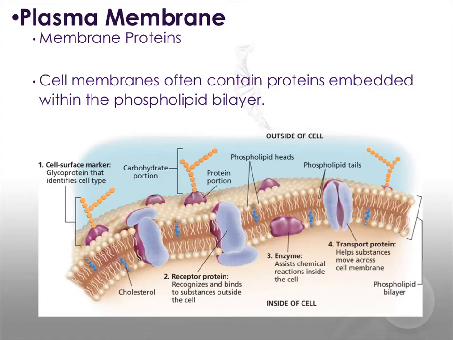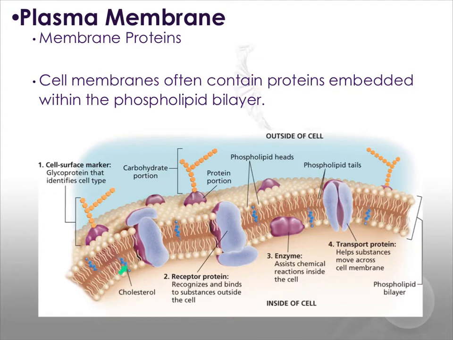Cell membranes often contain proteins embedded within the phospholipid bilayer. So the plasma membrane is not 100% just straight phospholipids. There's other stuff embedded in it. They have some surface markers that identify what kind of a cell it is. So your cells might have markers to indicate that it is, say, a skin cell versus a red blood cell versus a nerve cell versus a muscle cell. There are proteins on the surface that are embedded in the plasma membrane identifying that particular cell within your body.